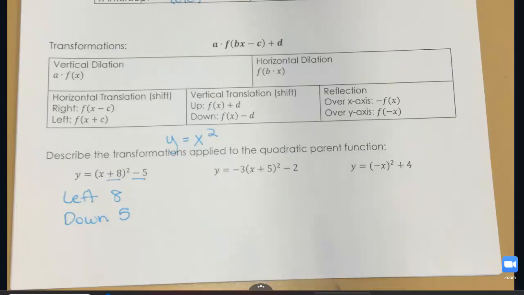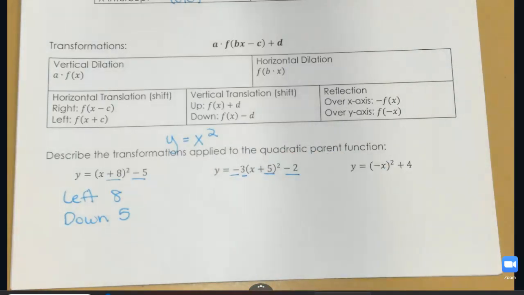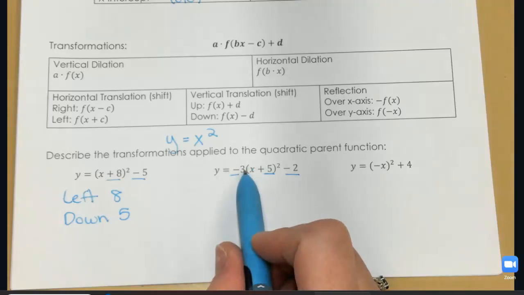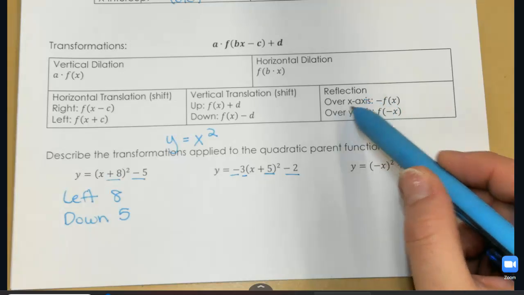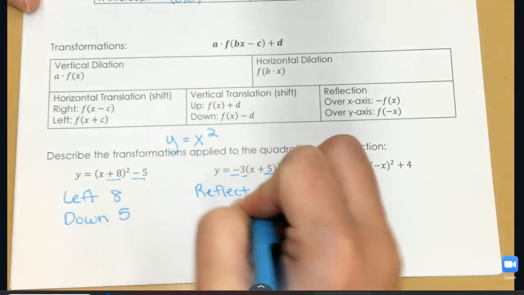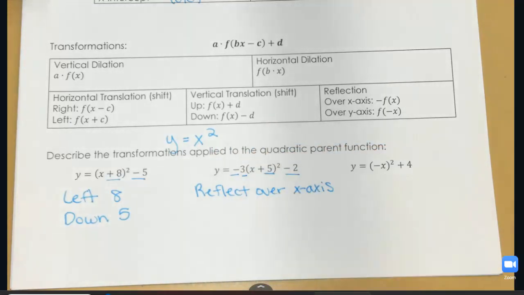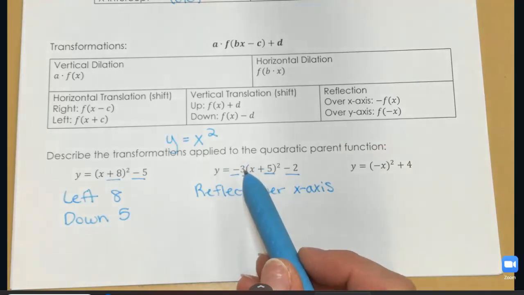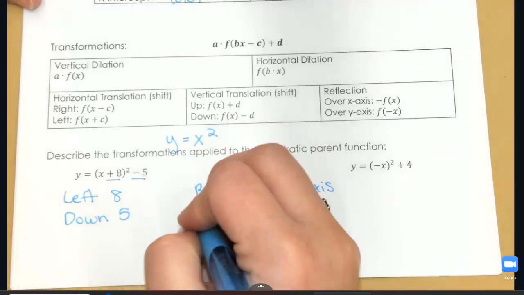Okay. On to the next one, I have 1, 2, 3, 4 changes happening here. Keeping in mind the negative and the 3 are two separate transformations. The negative is a reflection, and because it's on the outside, that means I am reflecting over the x-axis. Then the 3 is another transformation, and that's going to be a dilation. Because I'm multiplying outside, it's a vertical dilation.